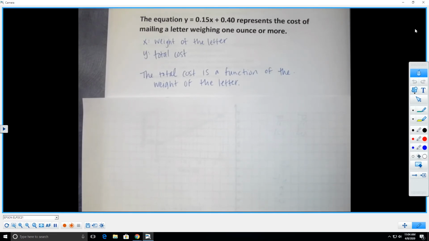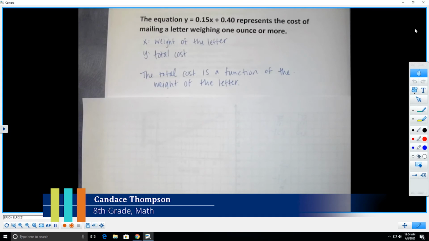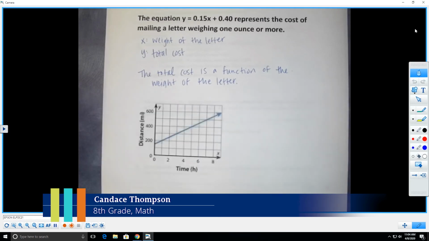Now, let's review one more problem. This time, we're going to use a distance and time graph. Let's take a look and see what you can infer from this graph. See if you can identify the following things. I'll write them out for you.